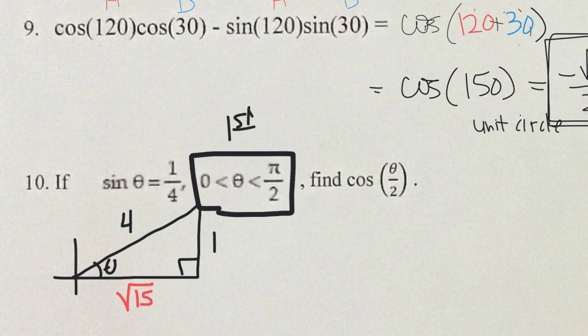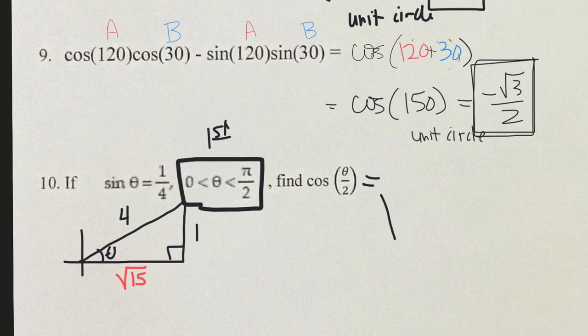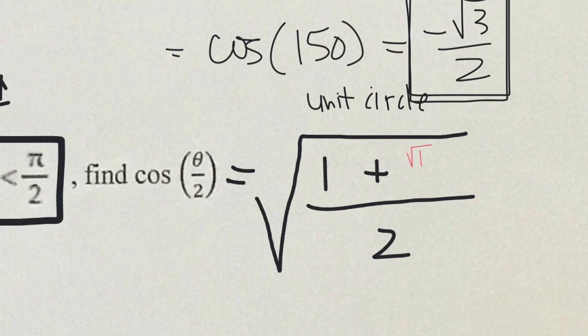Then it says find the cosine of the half angle. So let's think about the formula for cosine half angle. It's in the first quadrant, so it's positive, the square root of 1 plus the cosine of the given angle, divided by 2. This is the formula from your formula chart. We have to do one replacement here, and that's to replace the cosine of the angle with its fraction from our triangle. Remember, cosine is the adjacent side, which is root 15, divided by your hypotenuse, which is 4. So we're going to squish that way up here, root 15 divided by 4. That is our cosine ratio from your triangle.